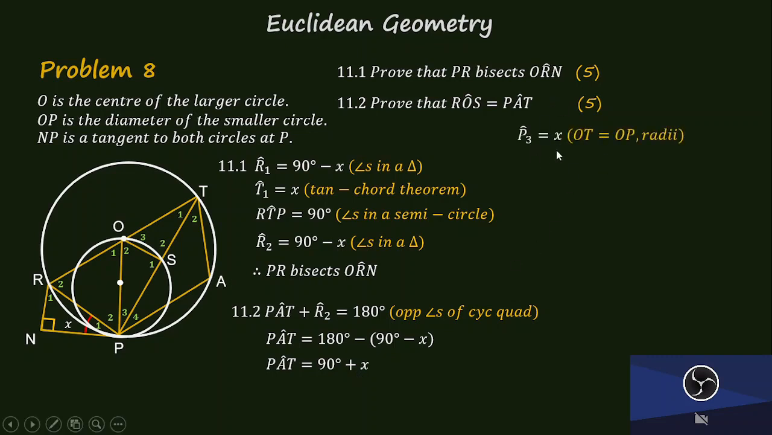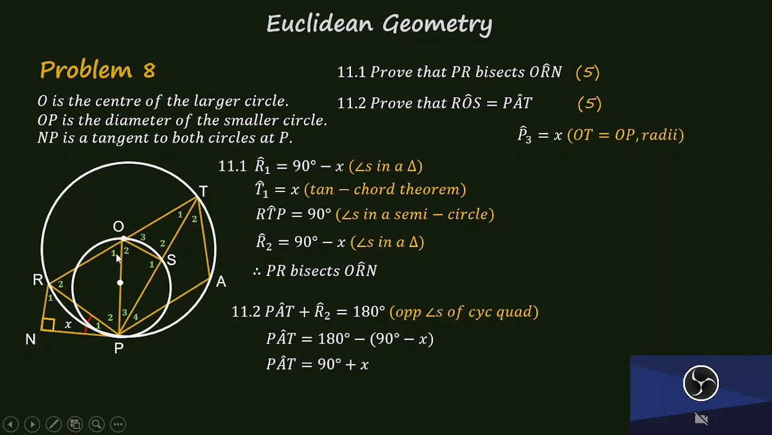The first part is P3, this one here. OP and OT are the radii of the bigger circle, remember this is the center. A radius is any line from the center to the circumference. So these are the radii of the circle, they are equal. You have an isosceles triangle, that is X. This should also be X.